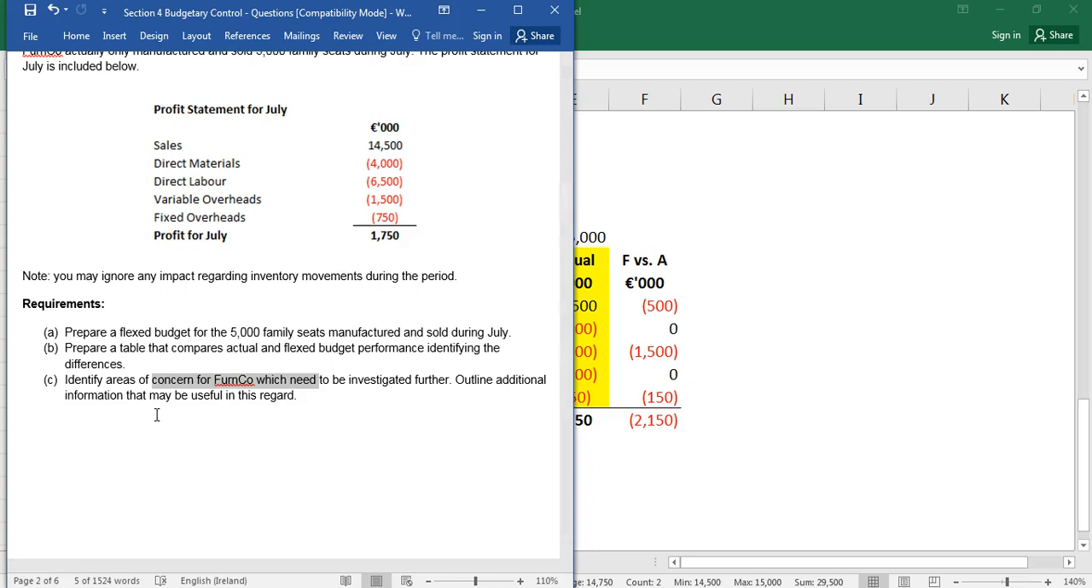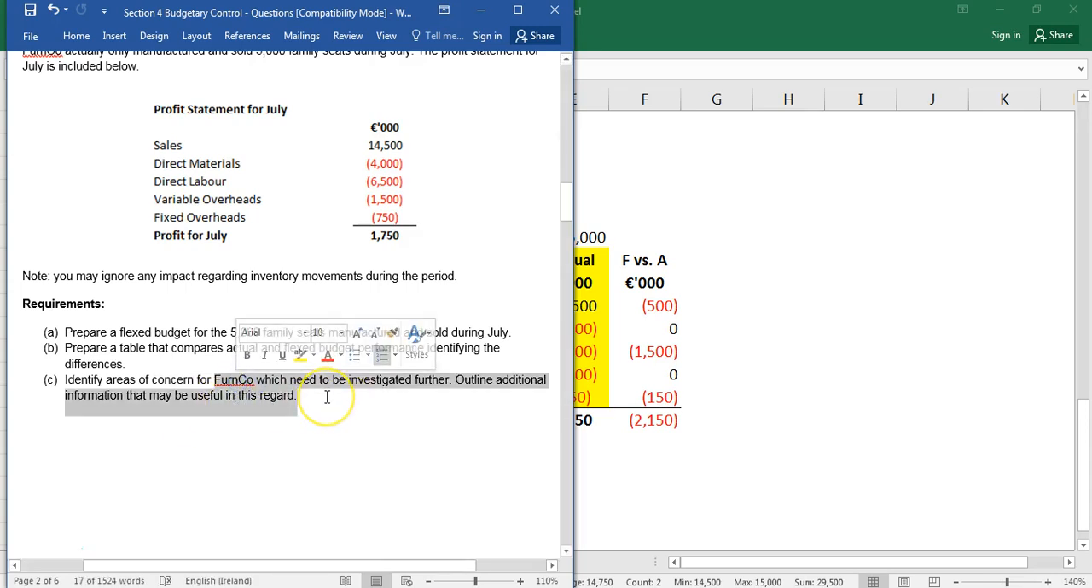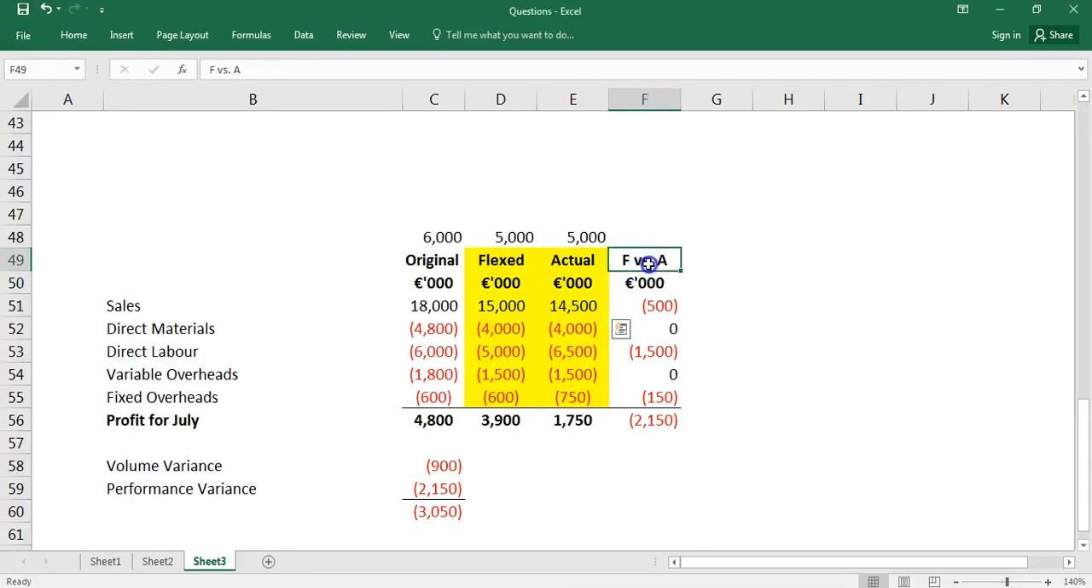So really part A and B are really just technical. Here's the numbers, here's the variances. And then at the bottom, they're looking for what text or insight can you give. And just note there, F versus A, where we're talking about favourable or adverse.